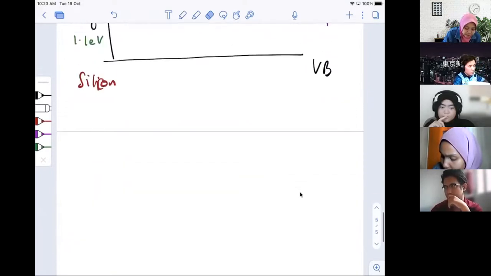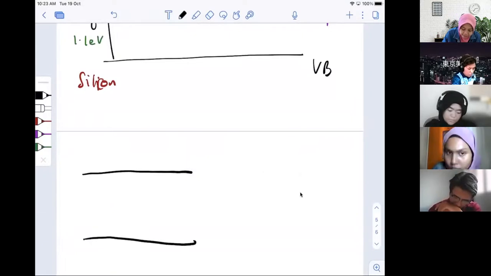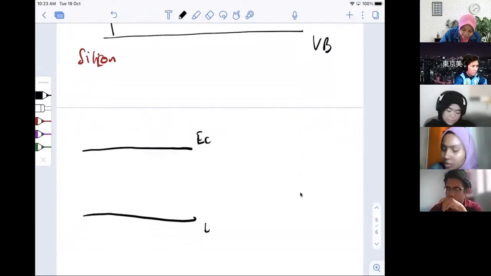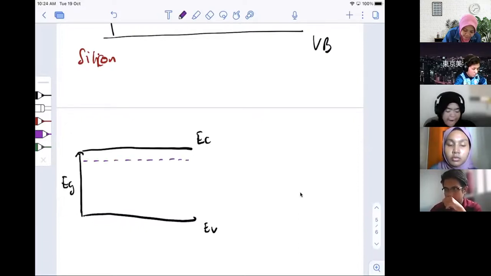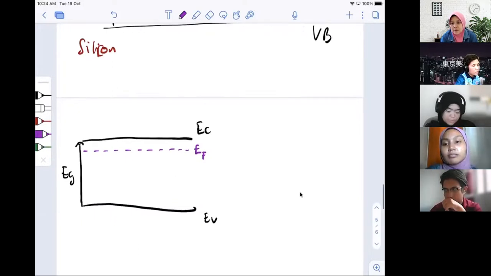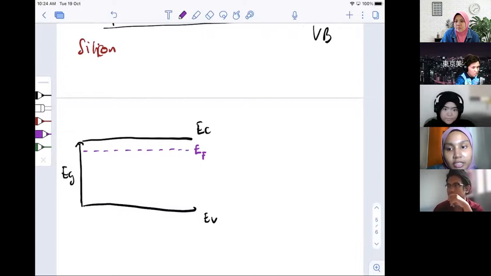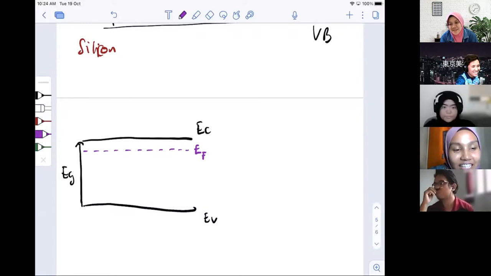So let's say I draw another energy band diagram. Now I am drawing the Fermi level close to the conduction band. What does it mean? Maybe it's a conductor. What do you mean it's a conductor, Maisara? Sorry, I mean maybe it has high conductivity. Good try, but not right.